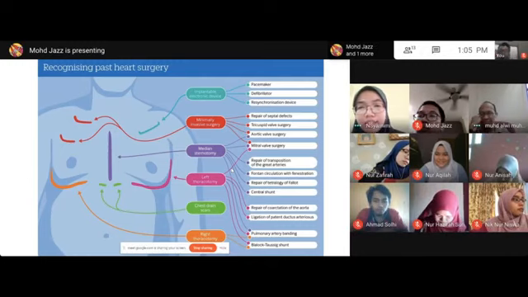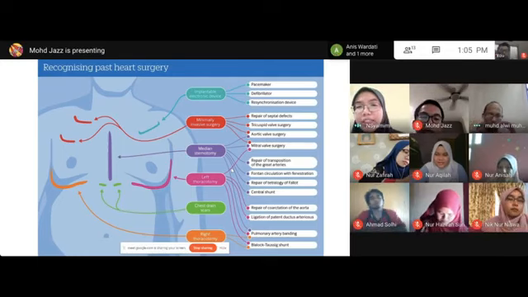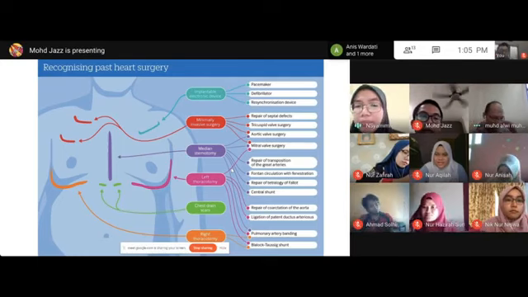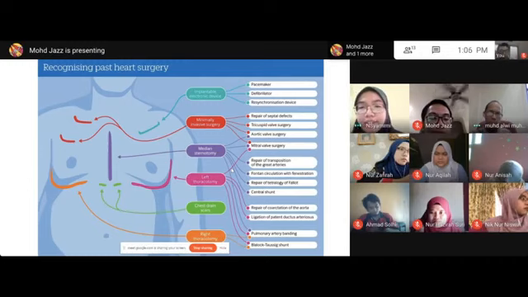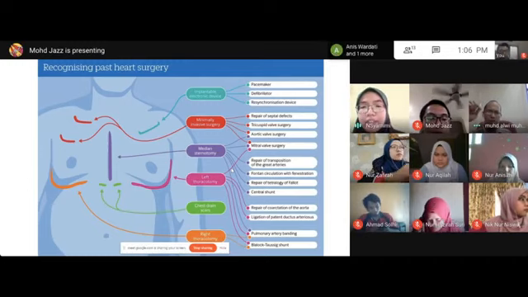Next is the left thoracotomy scar. For the left thoracotomy scar, we can do either anterolateral, posterolateral, and also axillary. The first procedure that we can do in a left thoracotomy incision is the repair of coarctation of aorta.